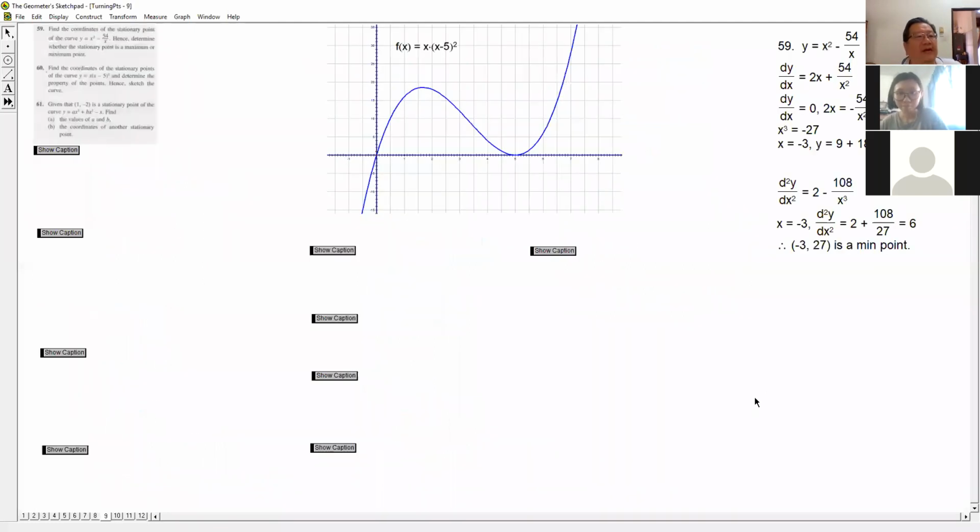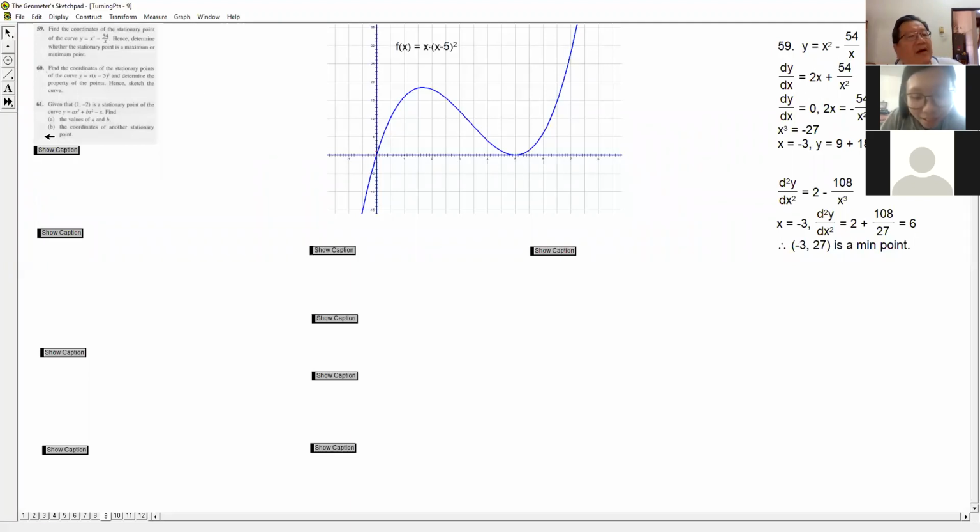Okay, right. Next one. This one you ask is what? 59? 60? Oh yeah, 60. So I'm going to answer 60 first. Before I answer, I just read through the question first. Find the coordinates of the stationary point, y equals to blah blah blah. Determine the properties of the point, hence sketch the curve.